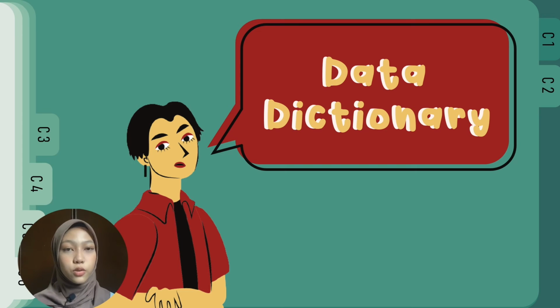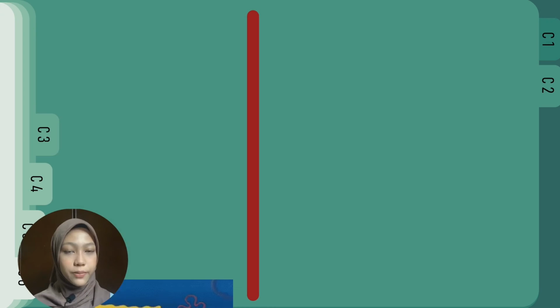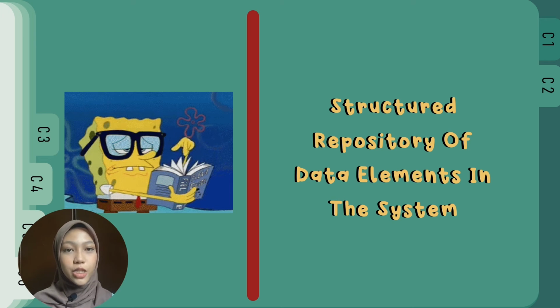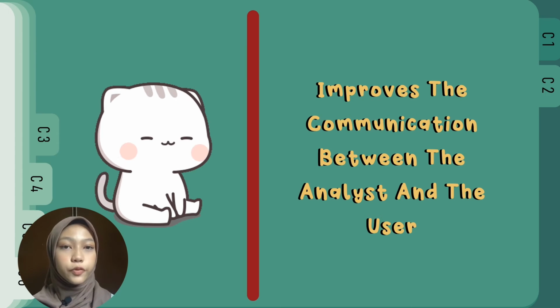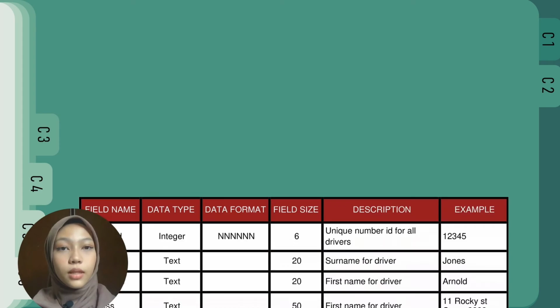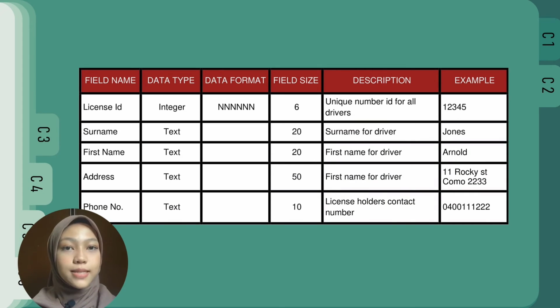Okay, let's move on to the data dictionary. A data dictionary is a structured place to keep details of the contents of data flow, process, and data store. A data dictionary is used to improve the communication between the analyst and the user. It plays an important role in building a database. Next, a data dictionary contains the headings of data item, data type, format, data size, description, and example.